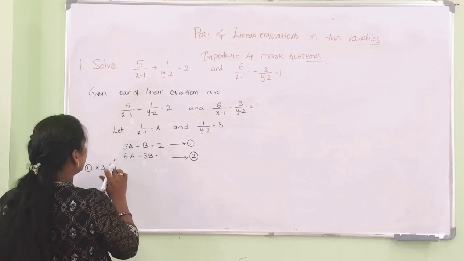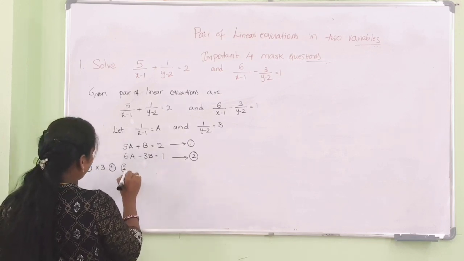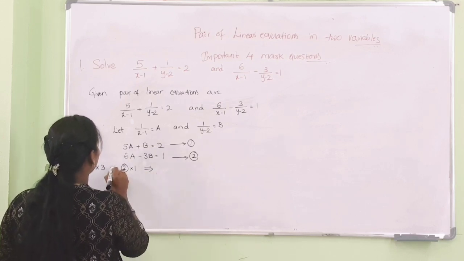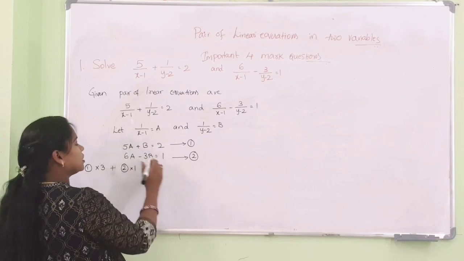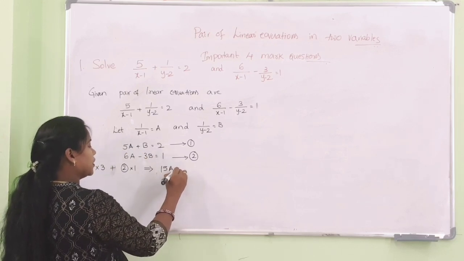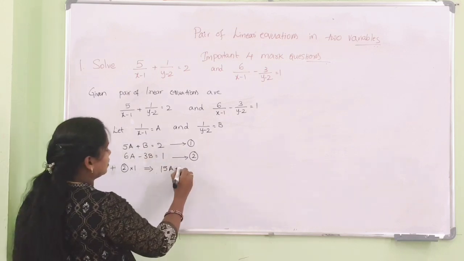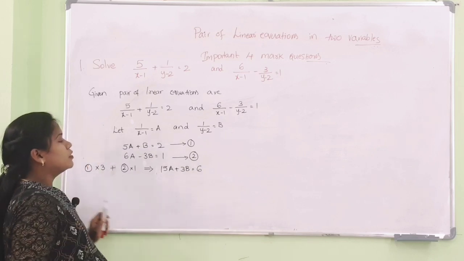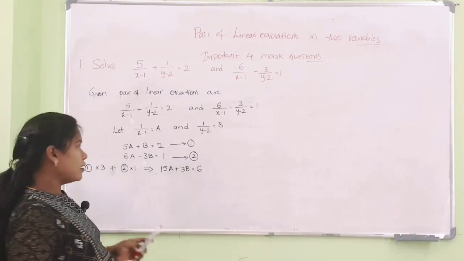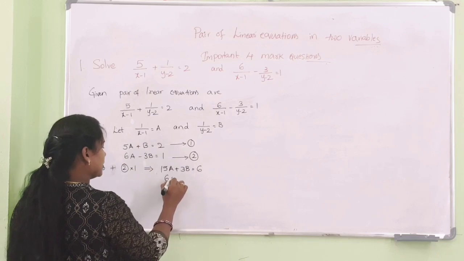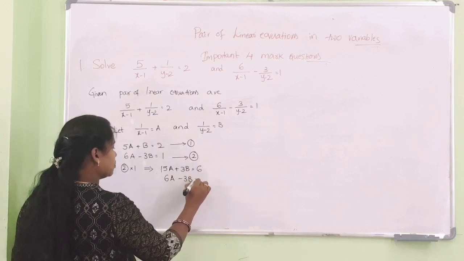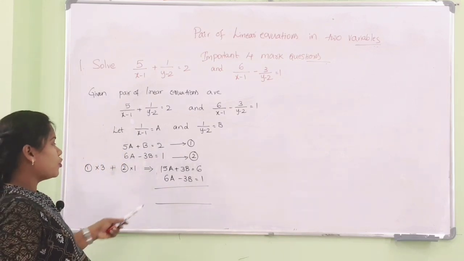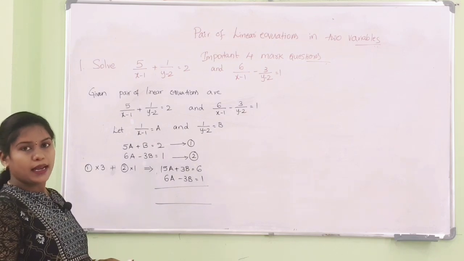and multiply the second equation with 1 itself. And adding these two equations, we will get 5 into 3 is 15a plus b into 3 is 3b, that is equal to 2 into 3 is 6. If I multiply the second equation with 1, we will get the same equation, that is 6a minus 3b is equal to 1. Here I am going to add these two equations. So while adding, the signs will not change, they will remain as they are.